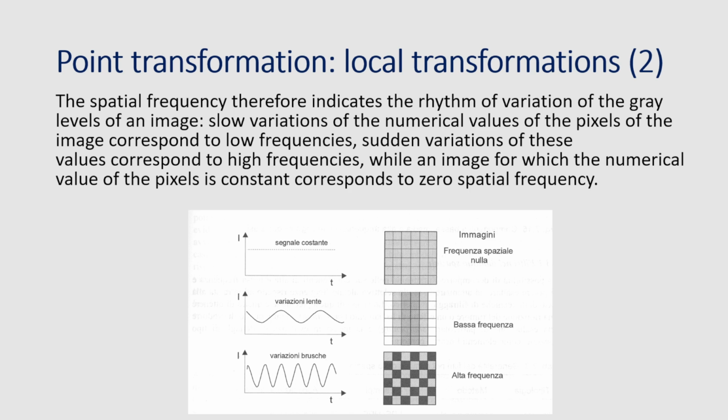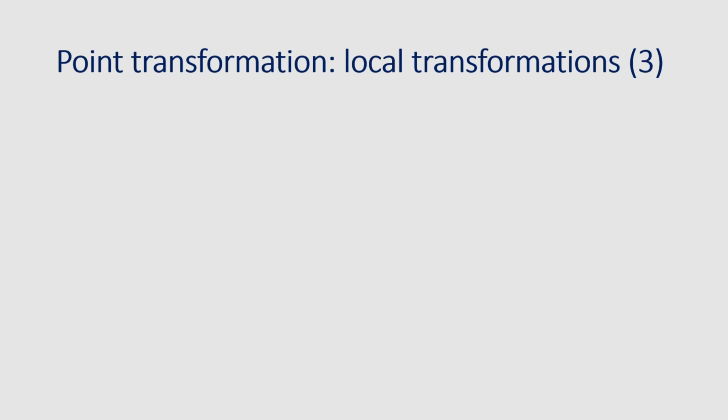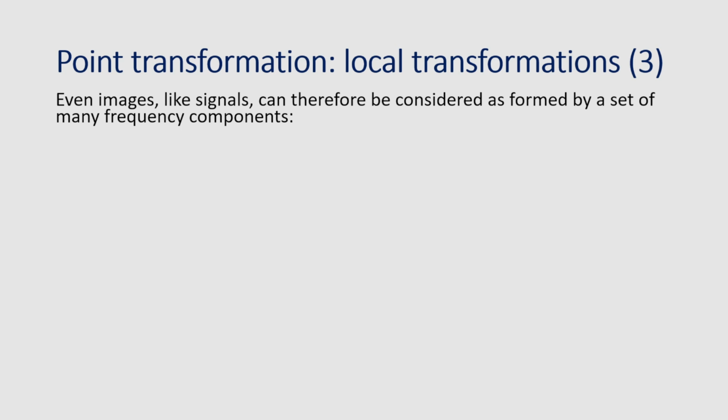Slow variations of the numerical values of the pixels of the image correspond to low frequencies, sudden variations of these values correspond to high frequencies, while an image for which the numerical value of the pixels is constant corresponds to zero spatial frequency. Point transformation, local transformations, 3.